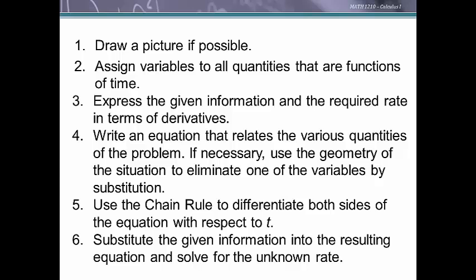So we're going to express that information in terms of derivatives. Then we're going to write an equation that relates the various quantities of the problem. And sometimes we have to use some geometry. We may have to do some substituting if there's too many variables. Then we're going to use the chain rule to differentiate both sides of the equation with respect to t. And then we'll substitute in the given information so we can solve for the unknown rate.